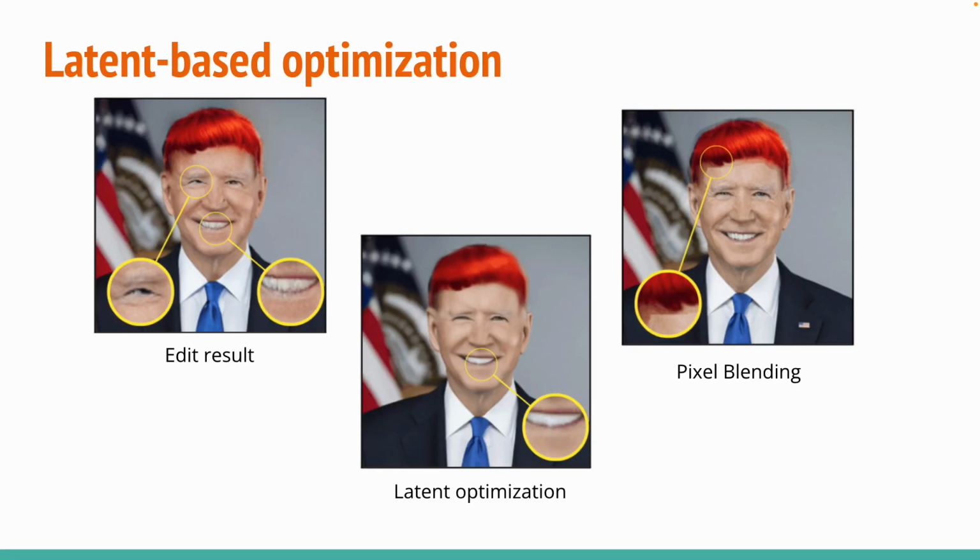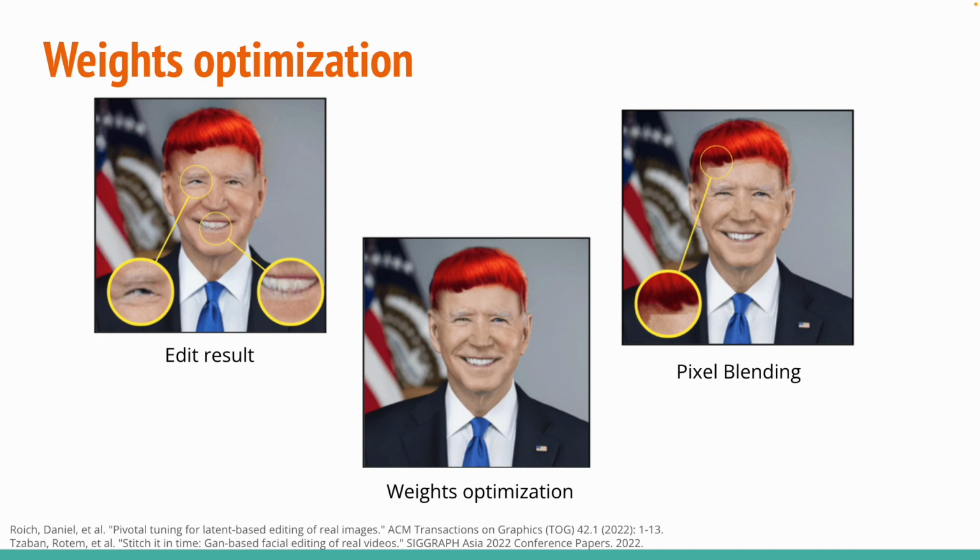We begin with the latent optimization approach. We start with the latent code that corresponds to the edit result, and optimize it to recover the pixel blending reference. But the resulting image is over-smooth and does not preserve the background adequately. Inspired by GAN inversion literature, we suggest performing the optimization over the decoder weights, instead of over the latent space. This optimization enables a near-perfect reconstruction of the unmasked area, while blending the result seamlessly.